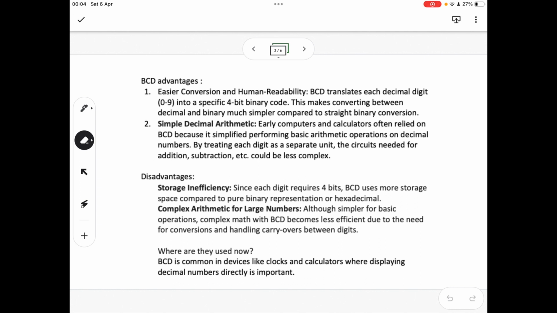Now I want to say one thing which I haven't said. When I say 4 bits of numbers, 2 raised to 4 becomes 16 numbers. But we do not use 16 numbers, we use digits from 0 to 9. The rest of the numbers are known as unwanted numbers in BCD.